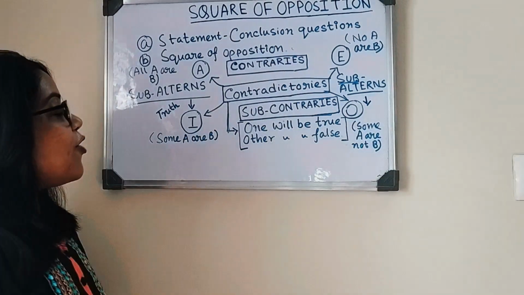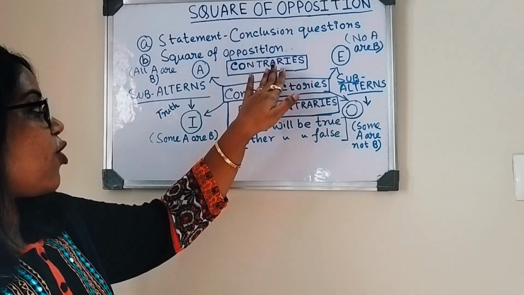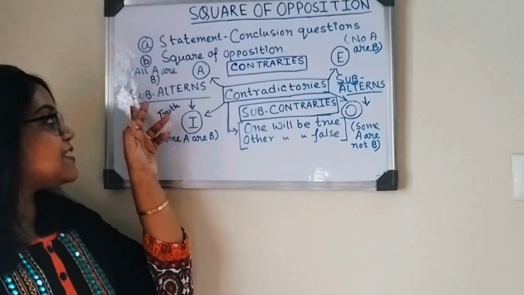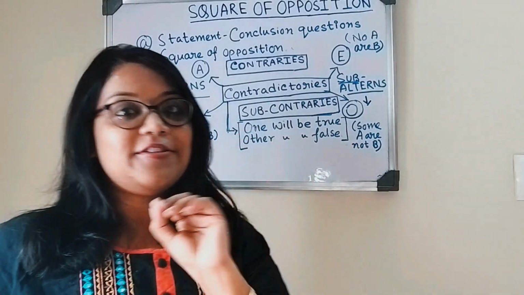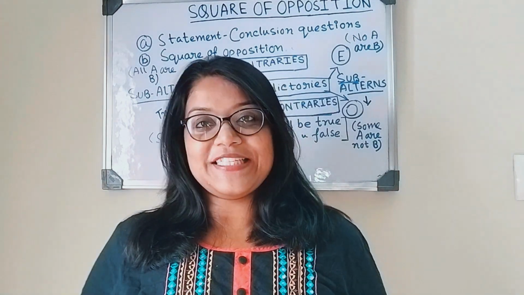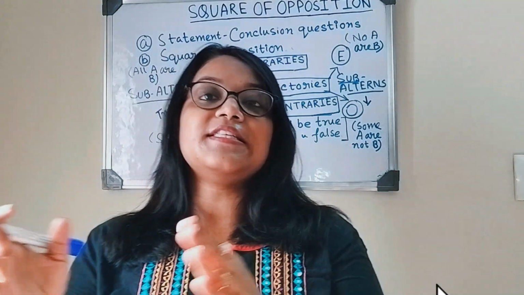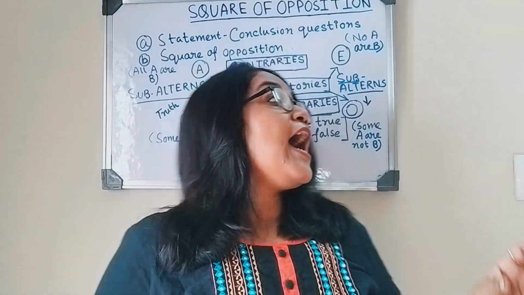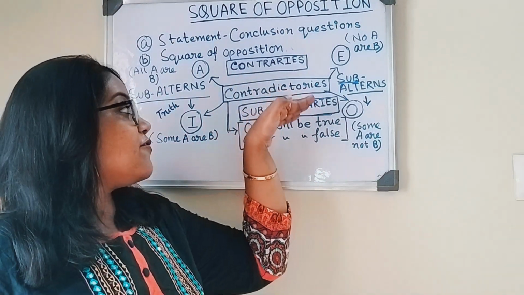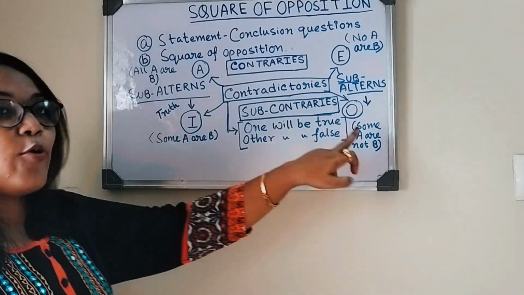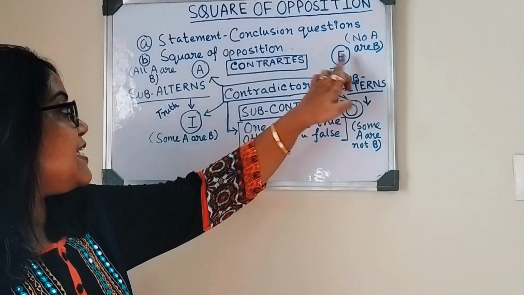So here we can see there are four combinations of statements. The first one is contradictories, the second one is contraries, the third one is subcontraries, and the last one is subalterns or subalternation. So at first we have to discuss the contradictories part. Basically, contradictories are very similar to complementary pairs, and in the combination of contradictories there are two pairs. The first pair is A and O, and the second pair is E and I.